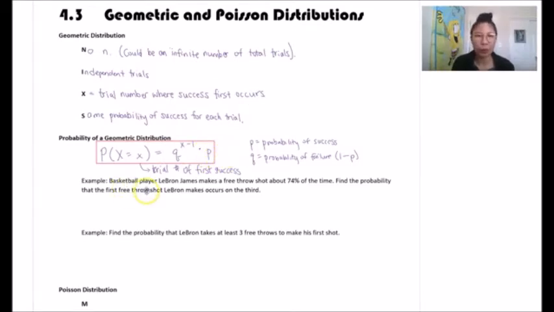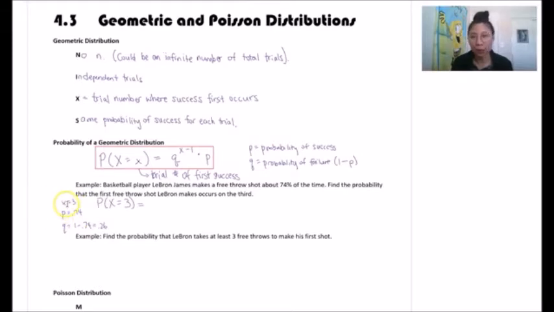So let's try it with an example. Basketball player LeBron James makes a free throw shot about 74% of the time. Right there, that's our probability of success. Find the probability that the first free throw shot LeBron makes occurs on the 3rd try. So if you're succeeding on the 3rd try, your first 2 have to be misses. For this problem, we're going to have x equals 3 because we're trying to find the probability of the first free throw shot on the 3rd try. Then our probability of success is 0.74. q would be our probability of failure, so 1 minus 0.74 is 0.26.